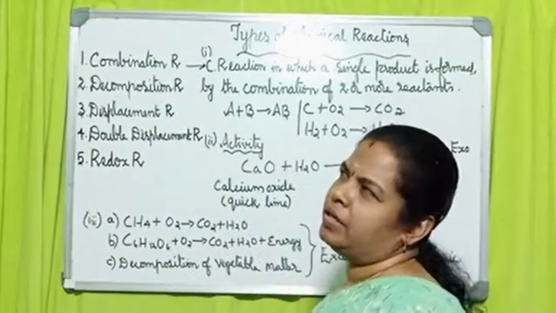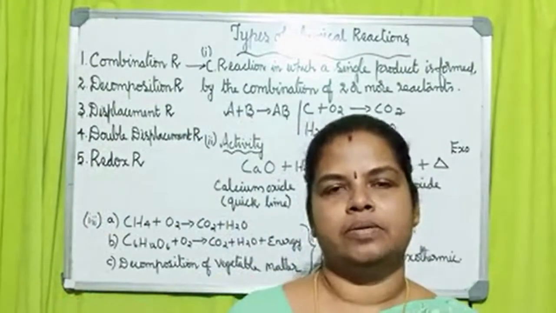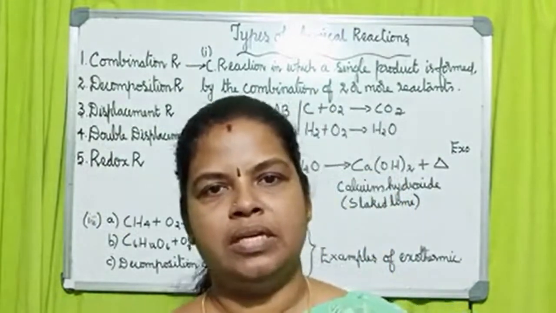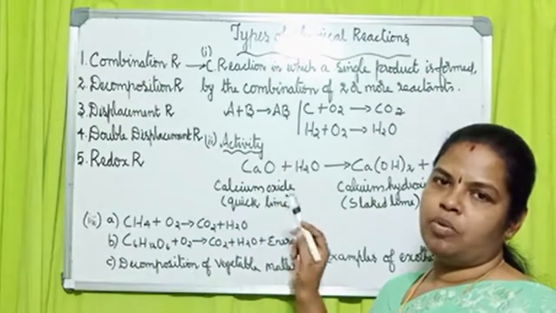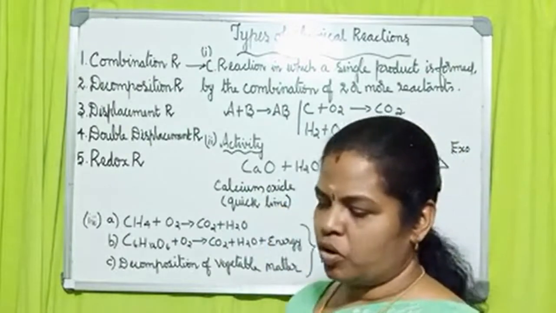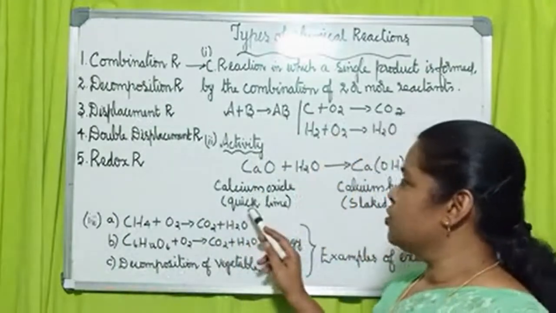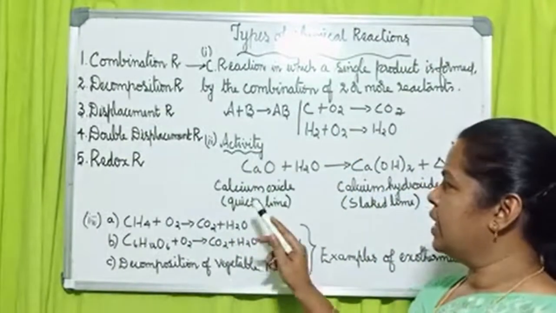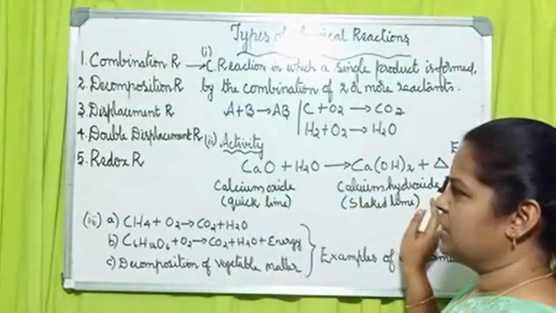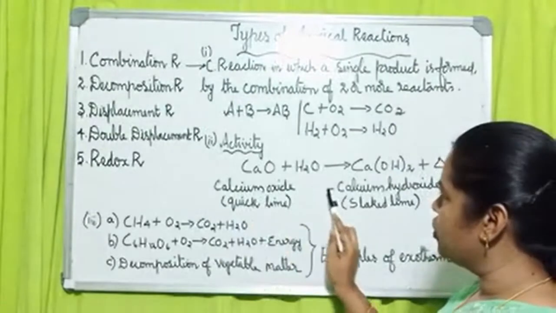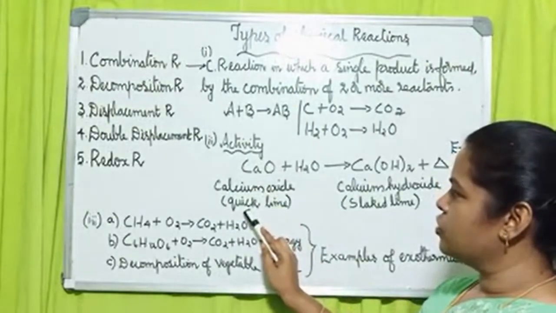You are taking calcium oxide in a beaker. What do you mean by calcium oxide? CaO. CaO means calcium oxide. We will get calcium oxide from limestone. Okay? So, it is also called as quicklime. Calcium oxide is also called as quicklime. Whenever you are writing the equations, you should write the word equation also below this. So, calcium oxide is also called as quicklime.